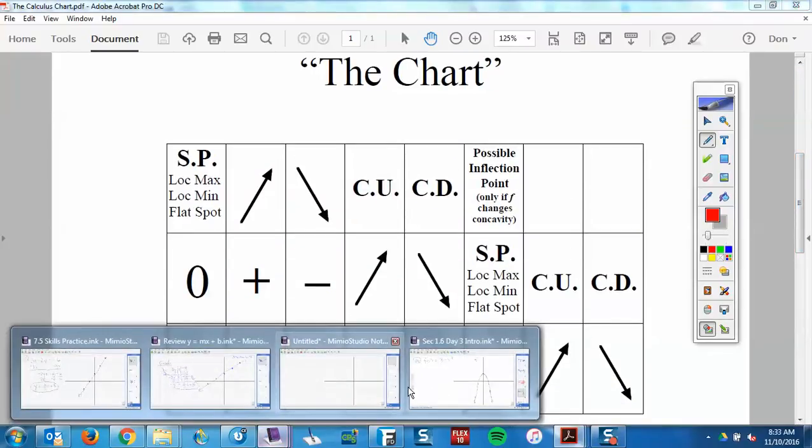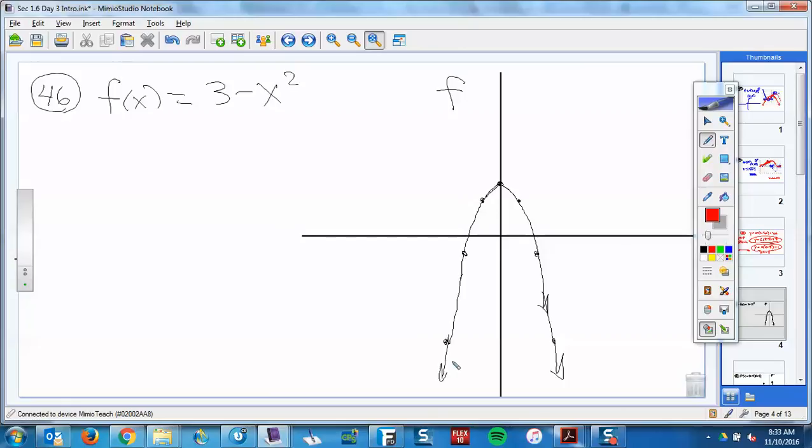Well, where's that at? Or the question was, how many roots does it have? Just one, right here. Right here, the slope is 0. And that's at x equals... it says where are they located? X equals 0. Okay?